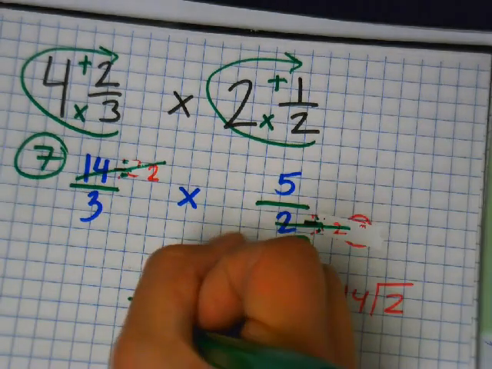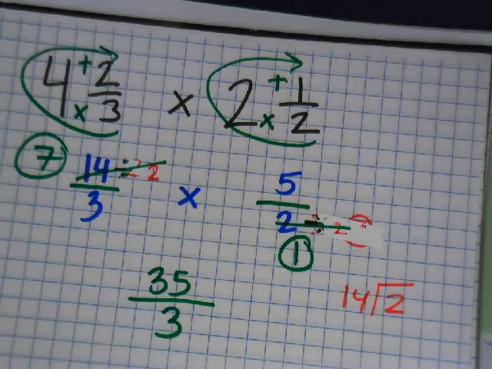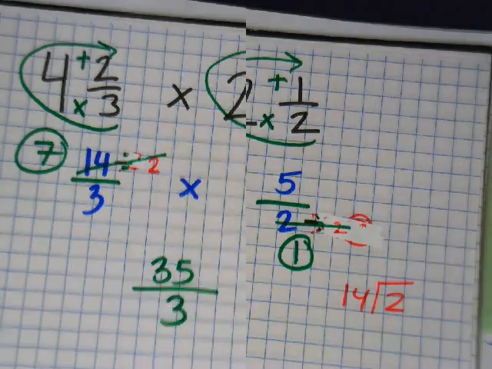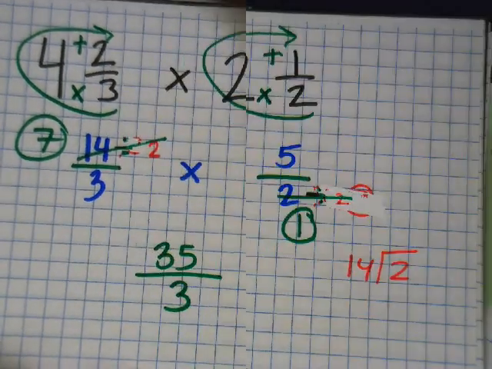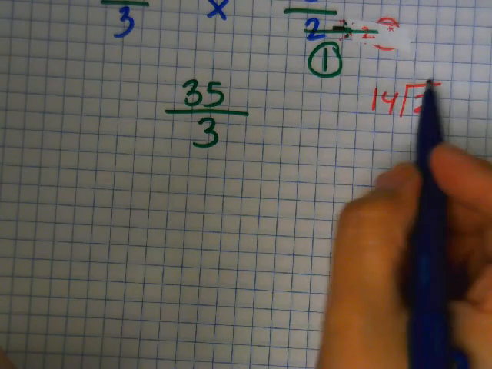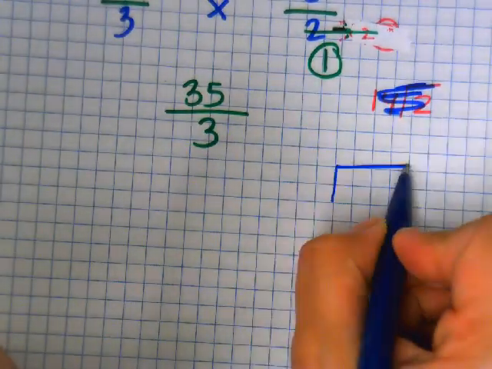Can't you simplify by 5? By 7? No. Okay, so this is called an improper fraction. How do I change an improper into a mixed number? Divide. By 3.